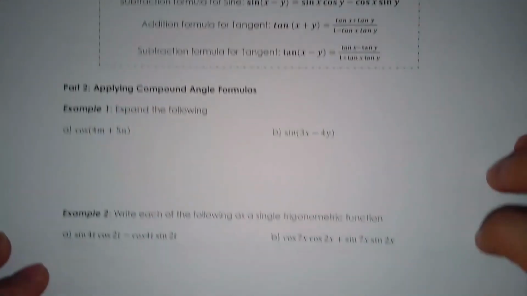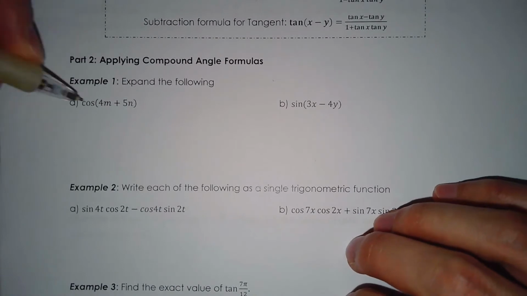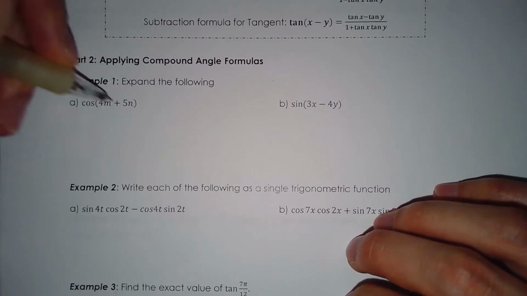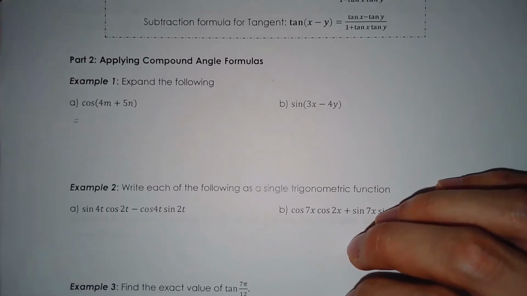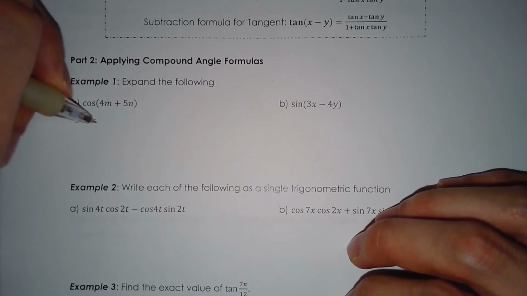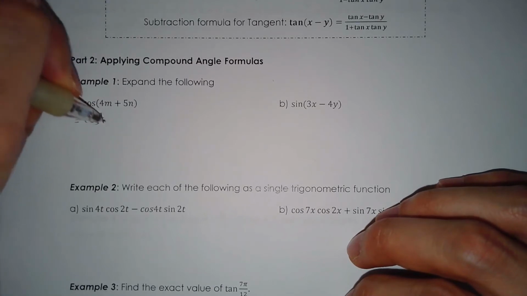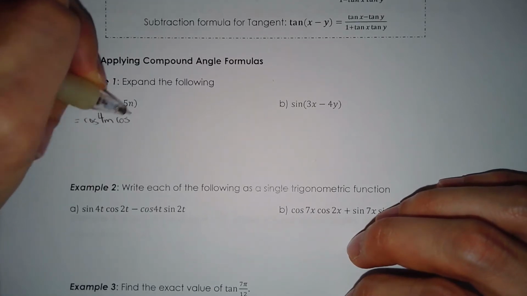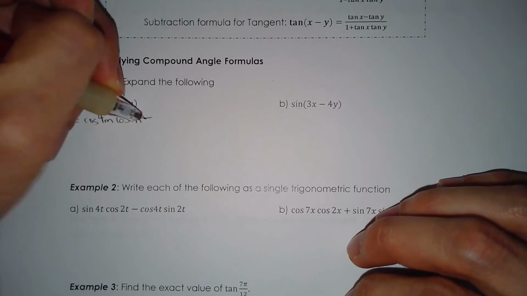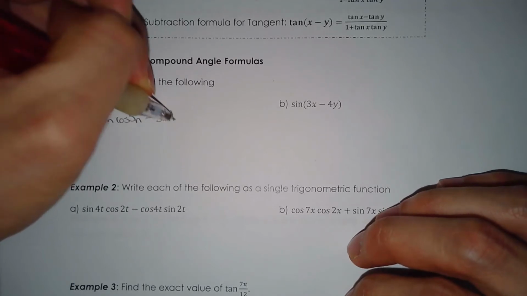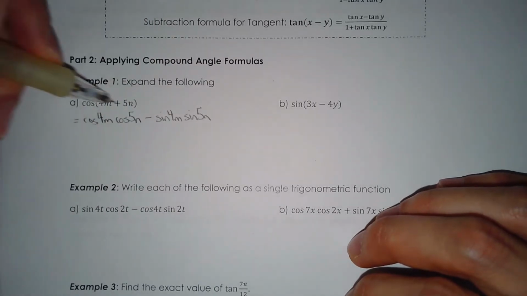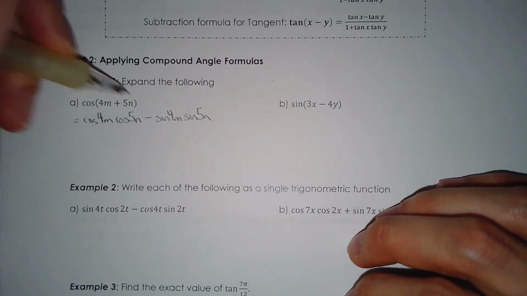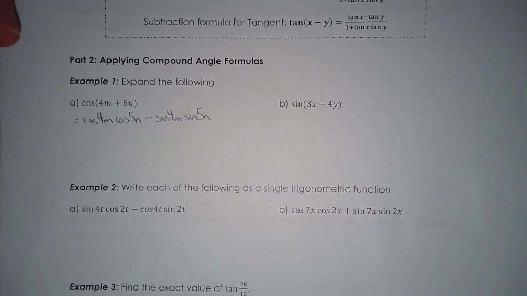Okay. So if you remember the addition formula for cosine, you can expand cos of 4m plus 5n. So you should end up with cos of 4m cos of 5n minus sine of 4m sine of 5n. Okay? So instead of x and y, you have 4m and 5n. But really, you're just copying the formula here.